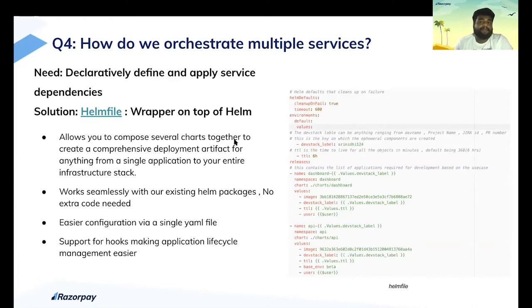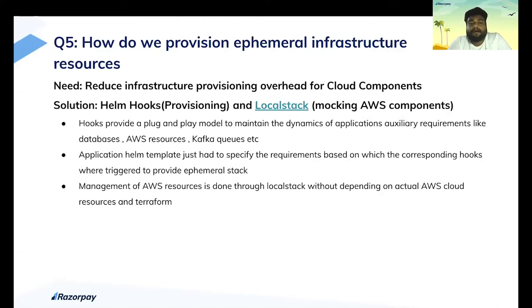But the application is not wholesome without the other requirements, like, for example, SQS or databases or AWS resources, which are not completely on Kubernetes. So the next question is how do we provision ephemeral infrastructure resources? We relied upon Helm hooks for this provisioning. Helm hooks provided a plug-and-play model to maintain the dynamics of an application's auxiliary requirements.